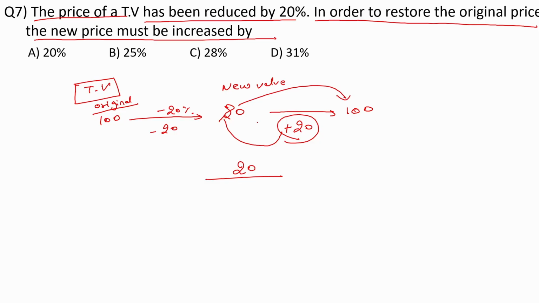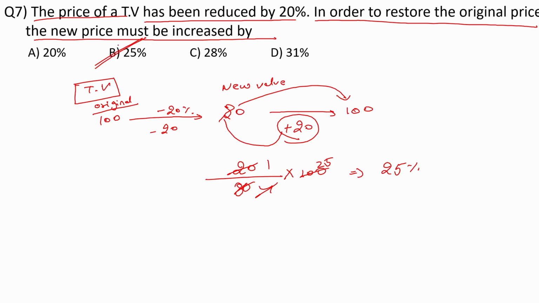Listen to this carefully, guys. I have to increase my new value by 20 rupees, and this 20 must be increased on the new value, that is 80, in order to give me 100. So this 20 is increased upon 80, so 80 would be the denominator. In order to find the percentage, I am multiplying it by 100. 20 ones are 20, 4 ones are 4, 25. So an increase of 25% would restore the original price. It is going to be option B.